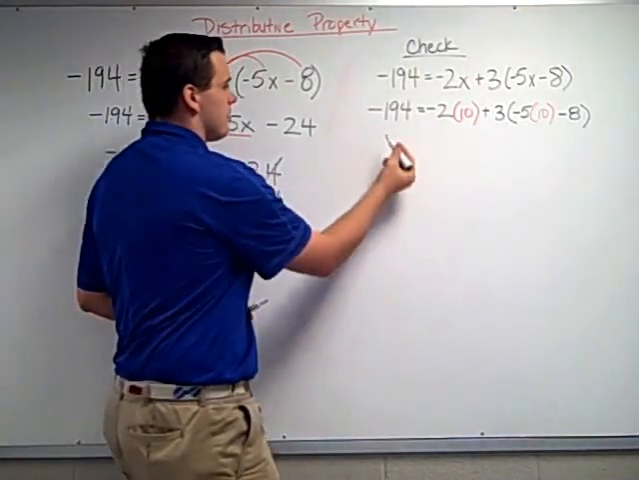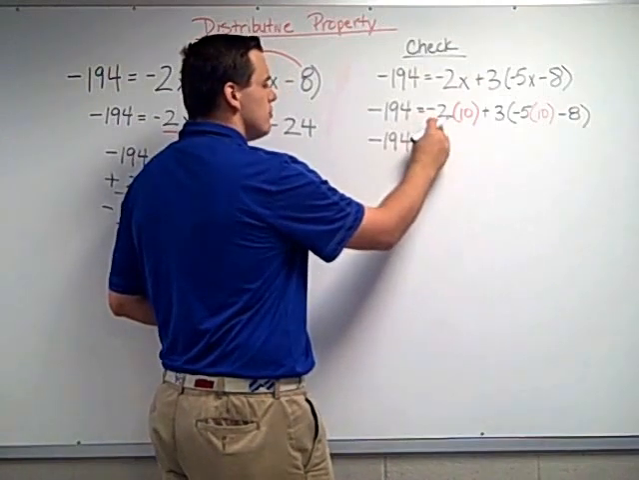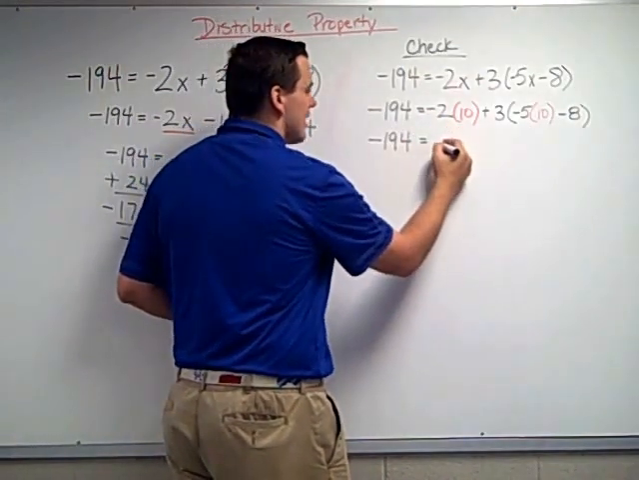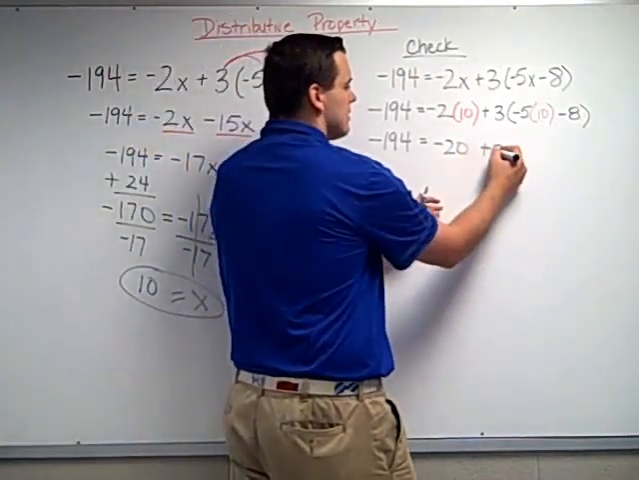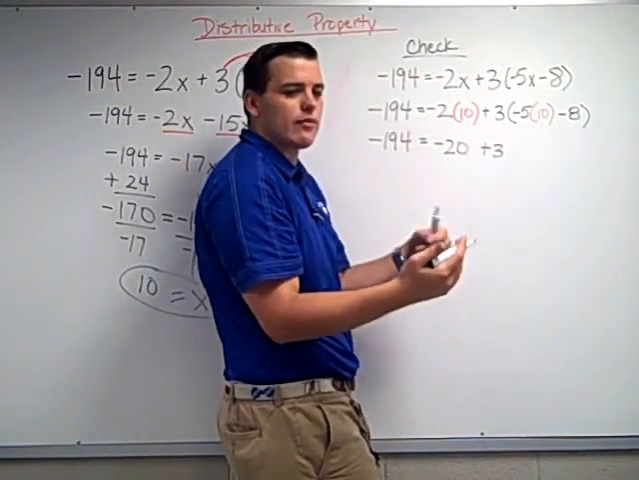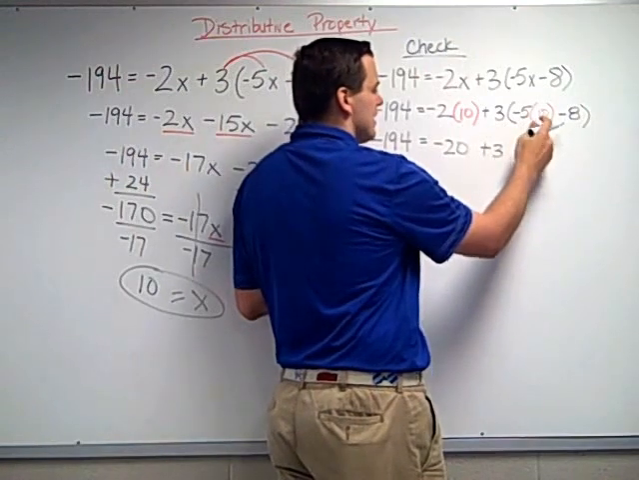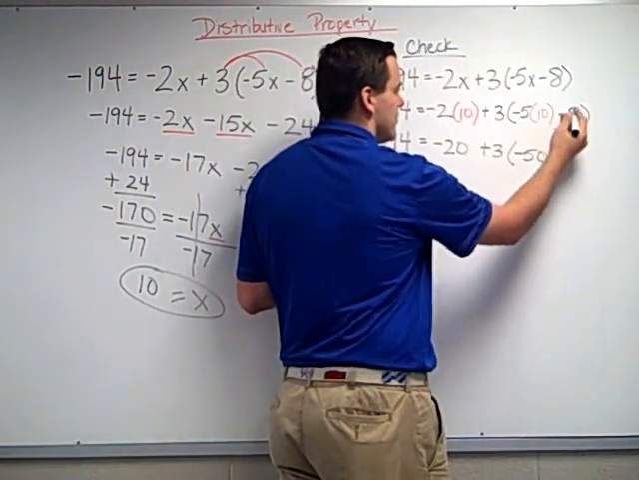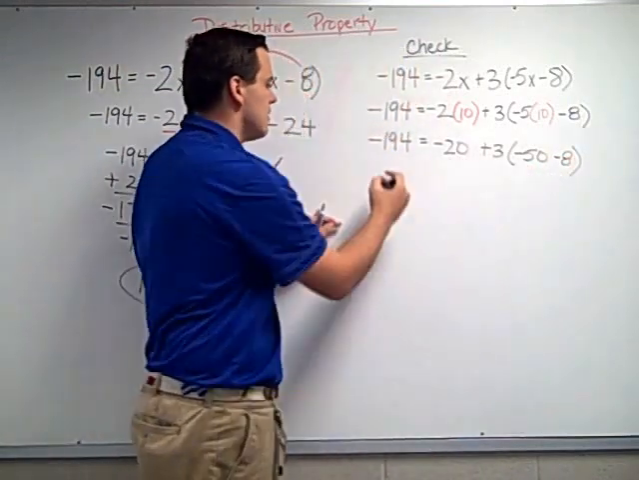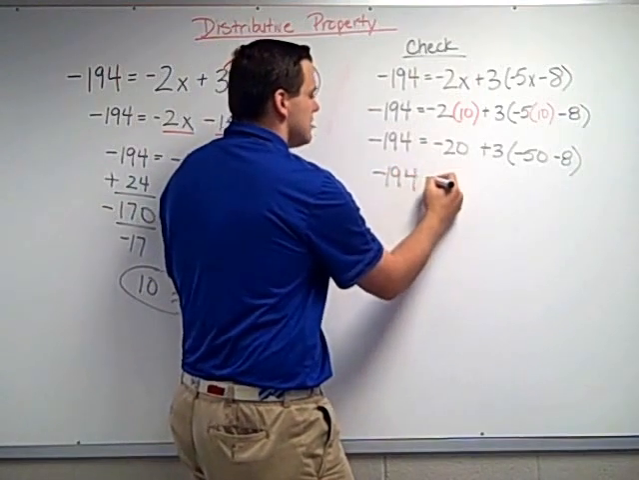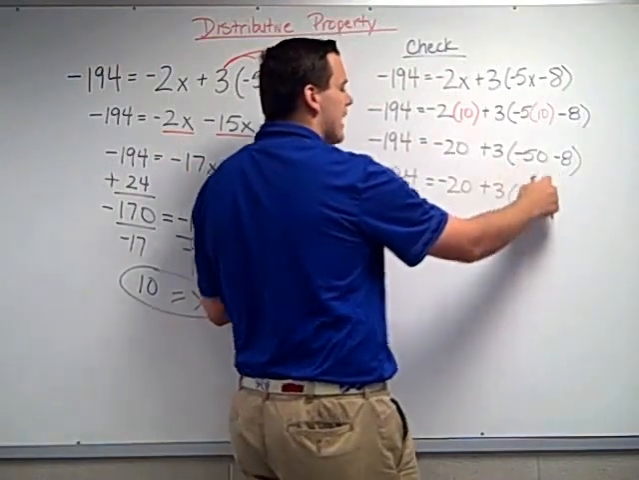So the next step, I'm going to create my third line, which is negative 194 is equal to negative 2 times 10 is negative 20. So I can go ahead and do that. Now I'm going to keep this 3 on the outside because we're supposed to do parentheses first, the order of operations says. So let's complete this first. Negative 5 times 10 is negative 50, and then bring down the negative 8. I still have this in parentheses, so this is what I need to do next. Negative 194 is equal to negative 20 plus 3 times negative 50 minus 8.